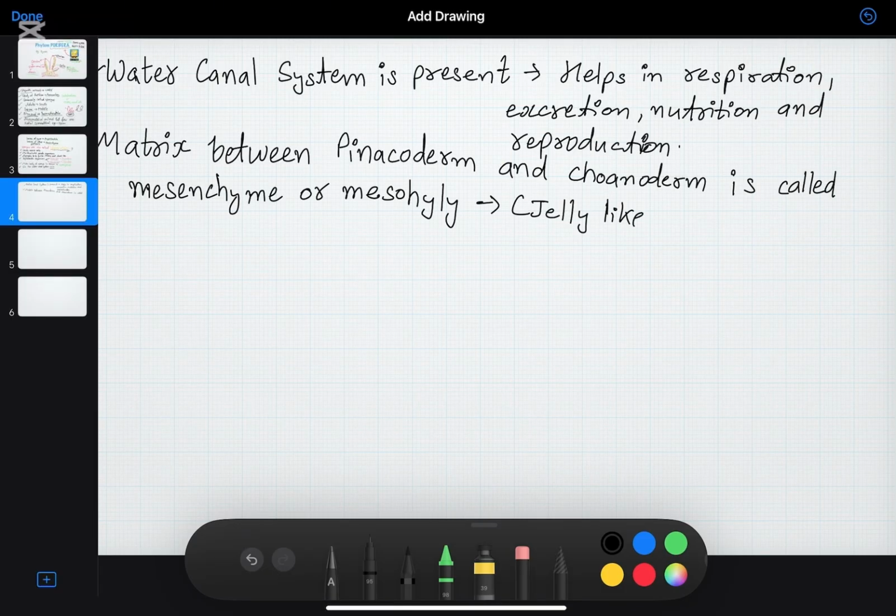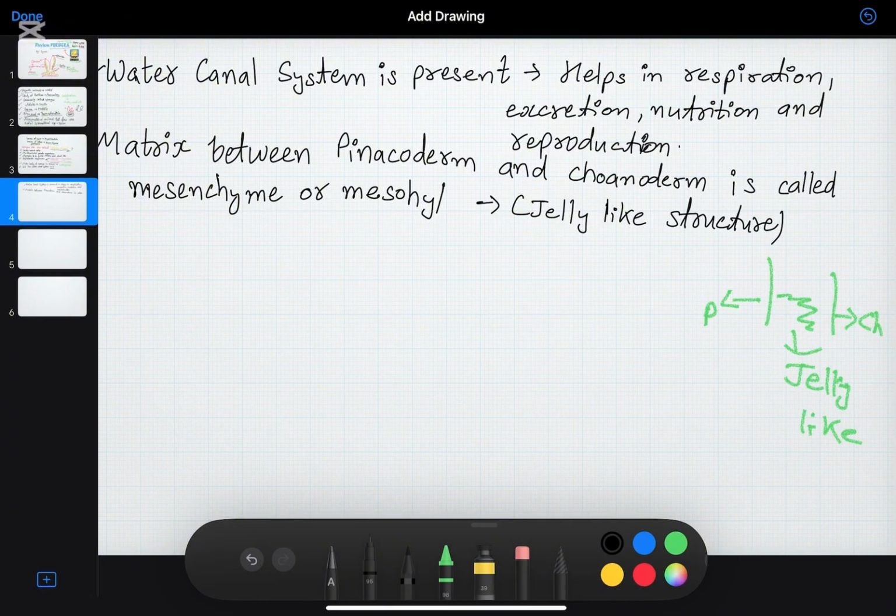So the matrix between pinacoderm, this is the outer layer and this is the inner layer. This is pinacoderm and this is choanoderm. So the matrix between them is jelly-like, which is called mesohyl or mesenchyme. They are jelly-like structures.